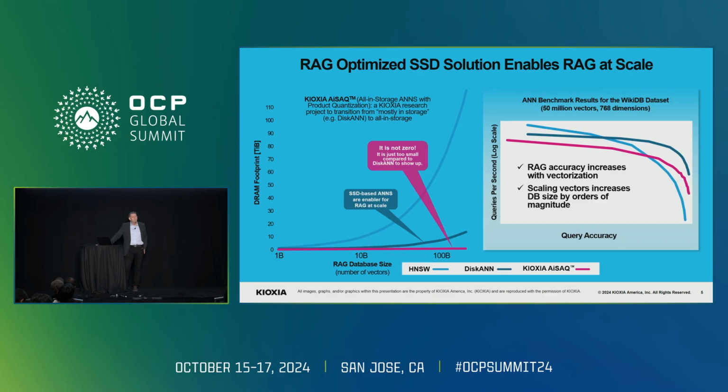This slightly decreases the performance, but once again, we can still reach that crossover point where an SSD-based approximate nearest neighbor search can outperform HNSW, an all-in-DRAM solution. So we think that this is very, very promising and a great advancement in the accuracy and scalability of retrieval augmented generation systems, or RAG systems.